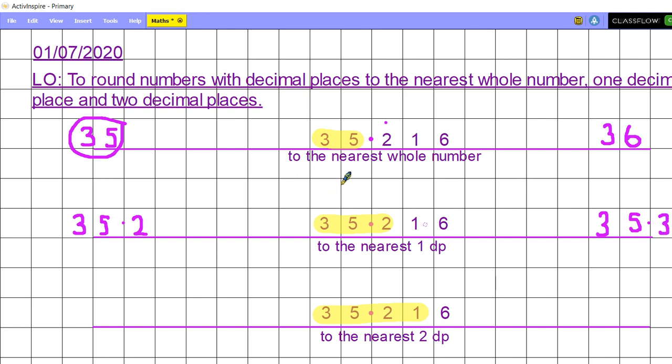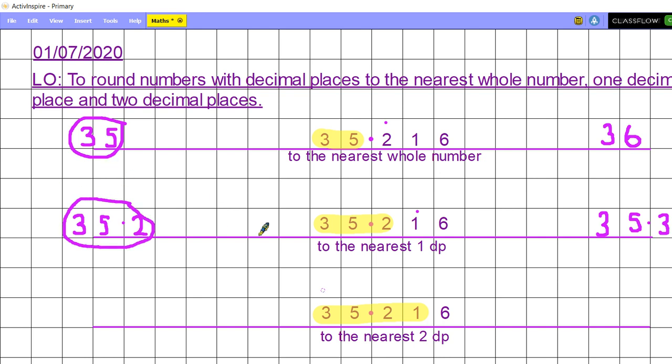Then, when I look at my 1, is my 1 going to be rounded up or is it going to be rounded down? And we know that 1, again, is below 4, so it would be rounded down to 35.2.